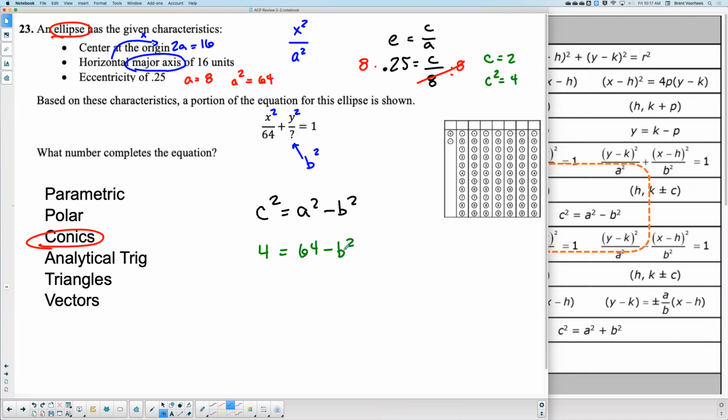64 minus some number gives us 4. What does that number have to be? 60. Not even gonna do it through the algebra. We should just know that. That's 60. You could do your opposites if you wanted to. You could do your inverse operations, but it's 60. That's the answer. This one was correct only 27% of the time. Only 27% got this one correct.